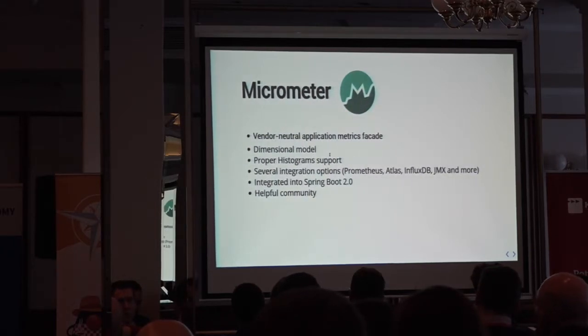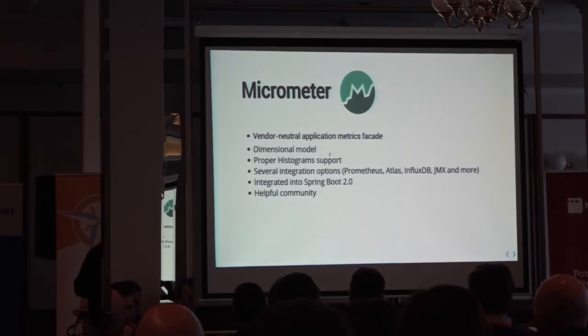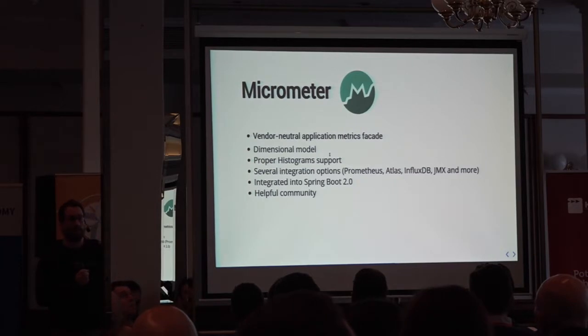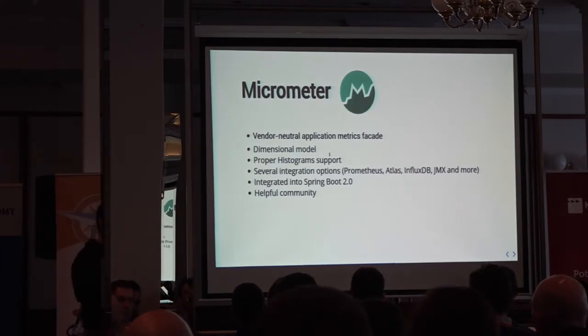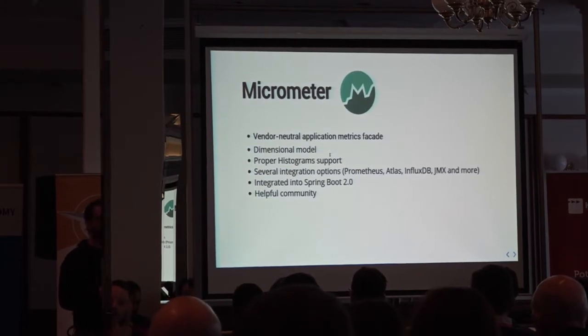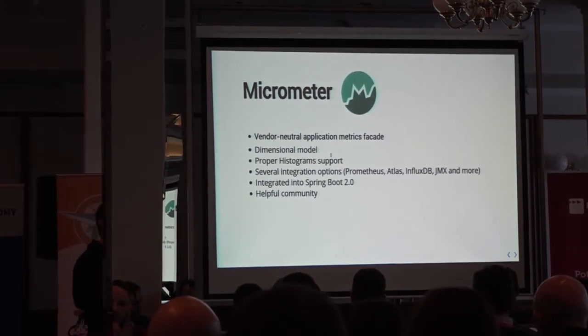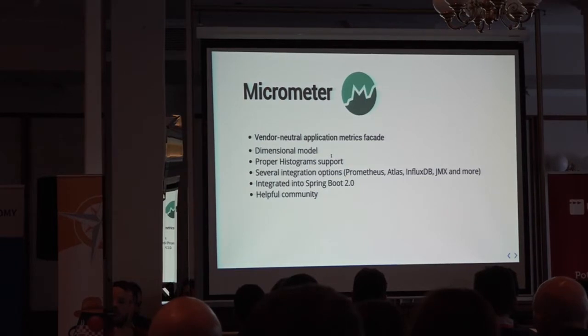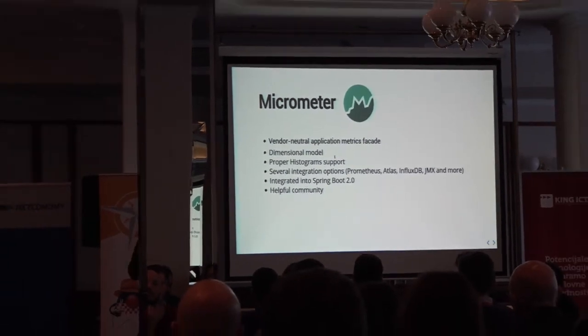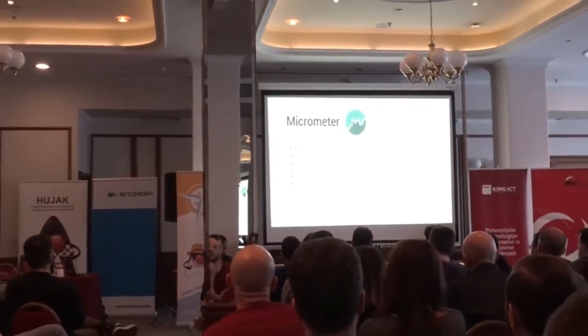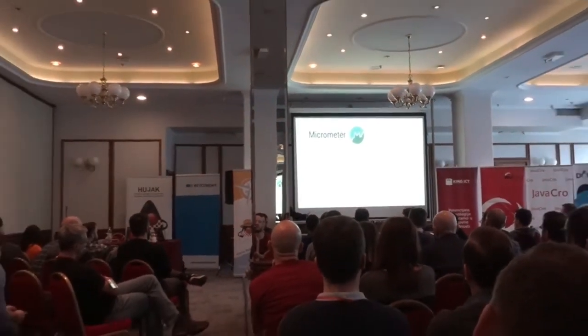Then there is Micrometer. Did any of you hear about Micrometer before? Well, yeah, it's brand new. It's really new, but actually it's going to be the default metrics collection library for Spring Boot 2.0, and it's about to come out. So there are really bright people working on this. It has a dimensional data model as well. I think it's a way more polished library in comparison with Dropwizard Metrics.